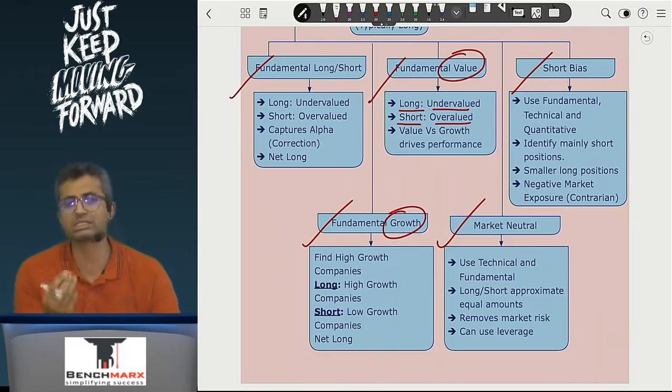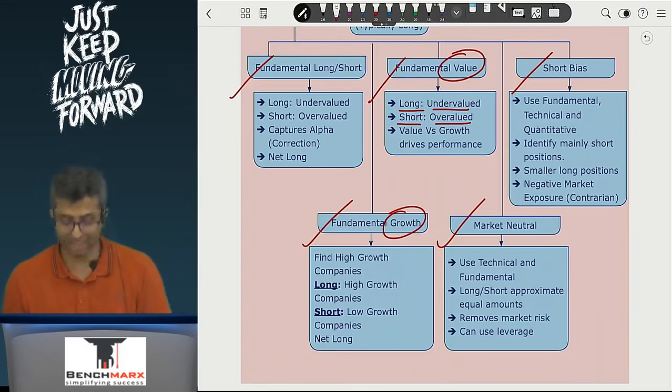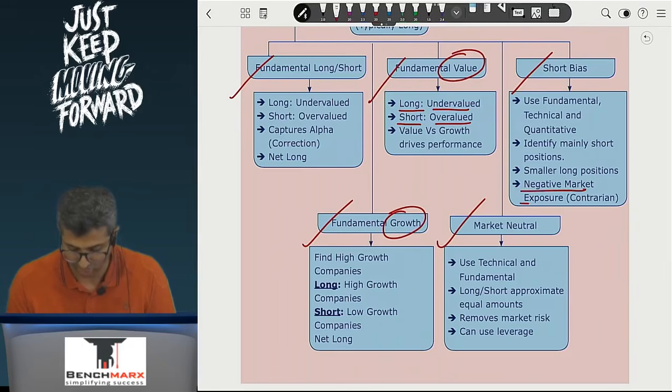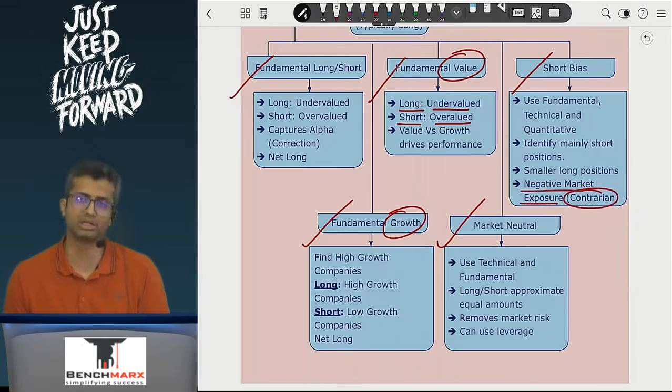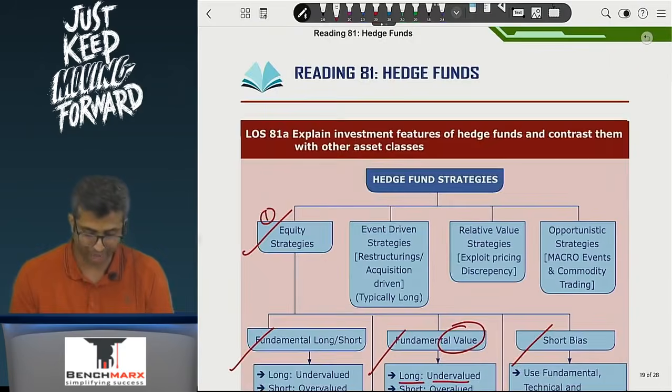You might slide or go long for some amount, but by and large you're going to be having a net short exposure, and hence this is like a contrarian strategy. So this is first equity strategies.